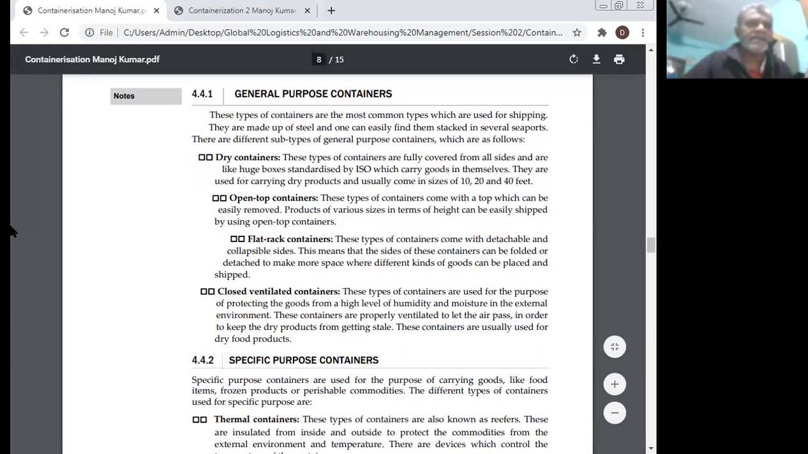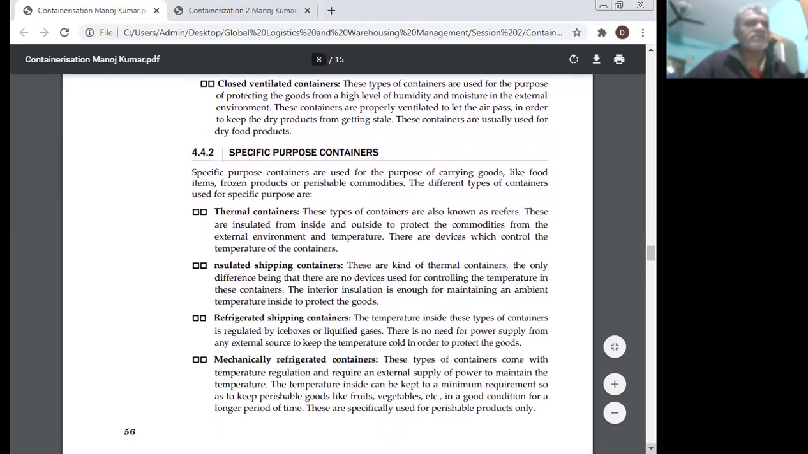Closed ventilated containers. These types of containers are used for the purpose of protecting the goods from a high level of humidity and moisture in the external environment. These containers are properly ventilated to let air pass in order to keep the dry products from getting stale. These containers are usually used for dry food products. Specific purpose containers.